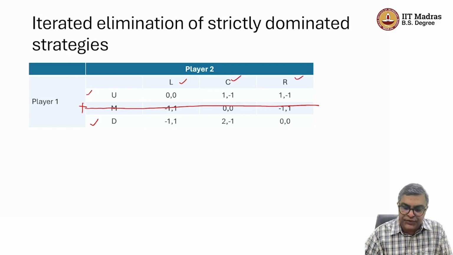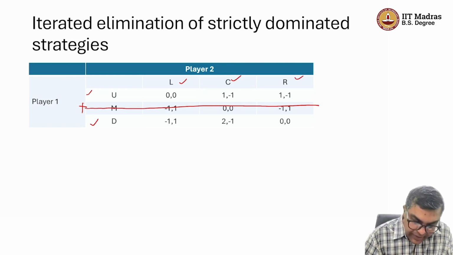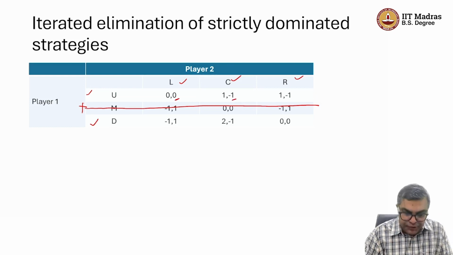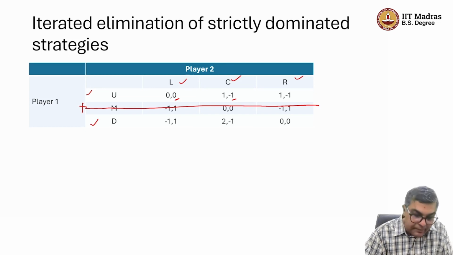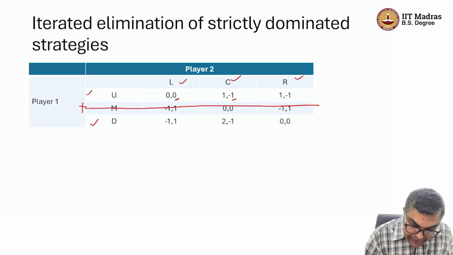Can we remove anything further? Let us look at player 2. L does better than C when player 1 is playing U: 0 is more than -1. Again, I have to repeat, the first number is for player 1 and the second number is for player 2. Player 2 chooses the column, player 1 chooses the row, and therefore we are doing a column-wise comparison. So 0 is more than -1, this is better, and 1 is more than -1, so this is better.